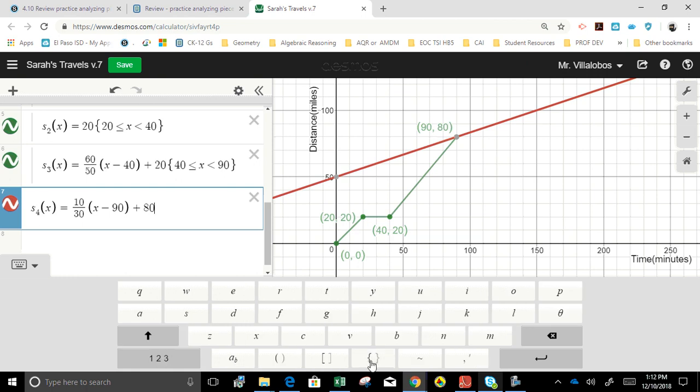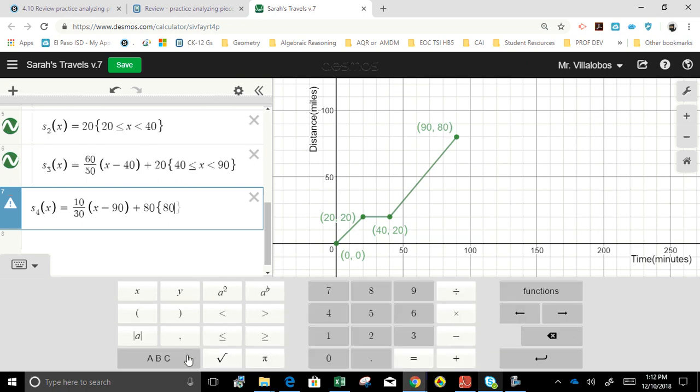Now we have to restrict it. Let's restrict it. It's got to be from minute 80, and it's got to be less than or equal to x, less than. How many minutes did this take? 10. No, it was 10 miles in 30 minutes. What's 80 plus 30? I don't know. 80 plus 30. Something's wrong. Can we just put 110? Oh, wait, something is wrong. What happened there? I was so happy.